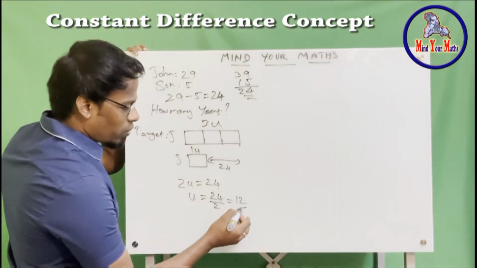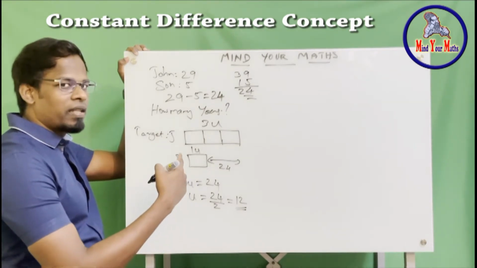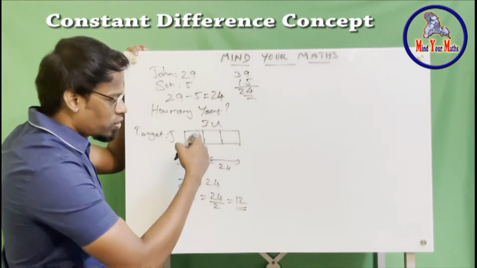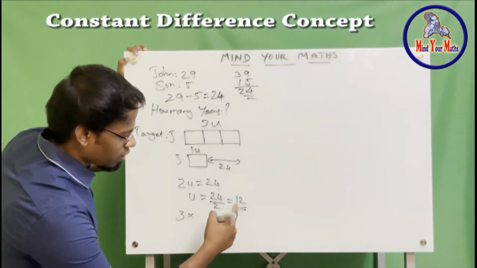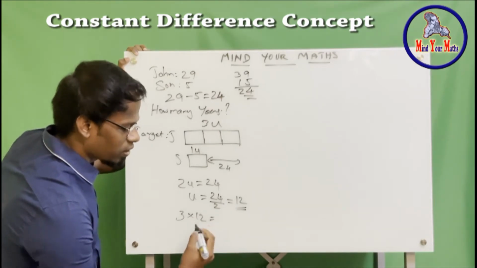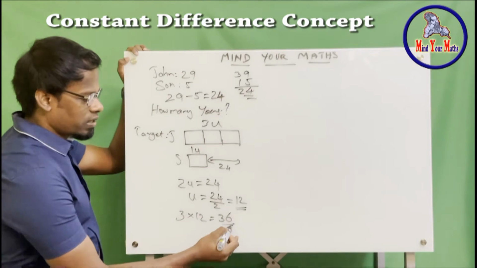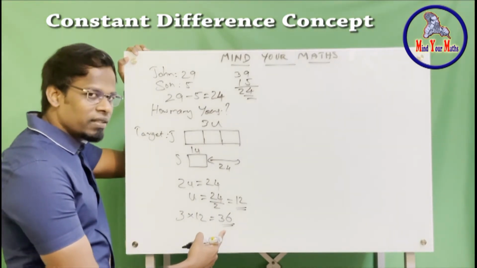Now we know 1 unit already, right? So now what will be the age of John? It is 3 units. To find John's age, we do 3 times 12, which equals 36. So that is John's age.